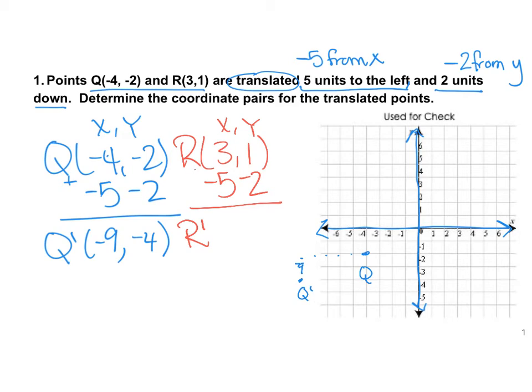3 plus a -5. I have more negatives than positives. I subtract, I get 2. Keep the negative. 1 minus 2. Again, 2 negatives, 1 positive puts me at -1.